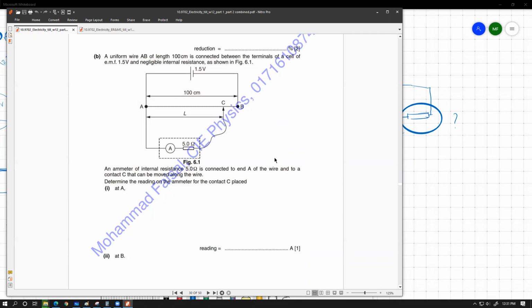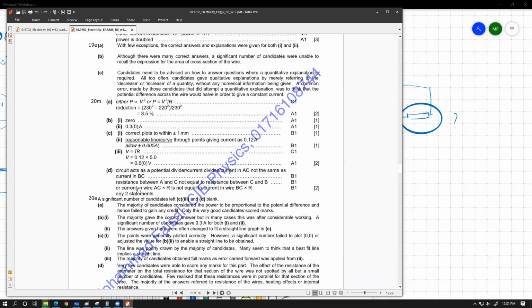Yes, sir. So let's look at the mark scheme language to understand. Circuit acts as a potential divider or current divider, so current in AC is not the same as current in BC. Resistance between AC is not equal to resistance between C and B, or current in wire AC into R is not equal to current in wire BC into R. So I did not actually say the first statement, but I definitely covered the remaining two. So I said these two.